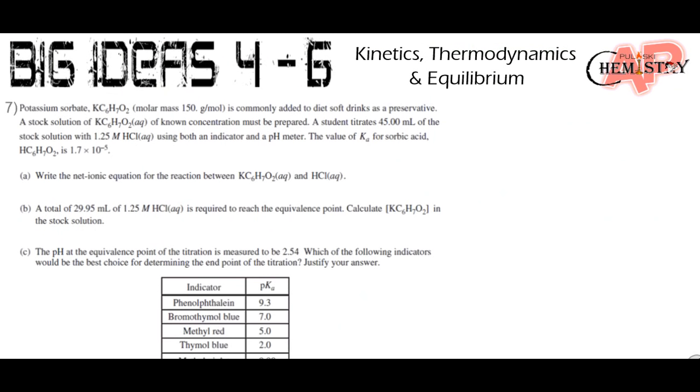All right, this brings us to another acid-base problem, which will deal with equilibrium. It is talking about a compound that is in soft drinks. We have a stock solution of it, and we are going to titrate it with some acid, some HCl. We're going to use an indicator and a pH meter, and they give us the Ka of the acid as well. So it says A, write the net ionic equation for the reaction between the KC6H7O2 and the HCl.